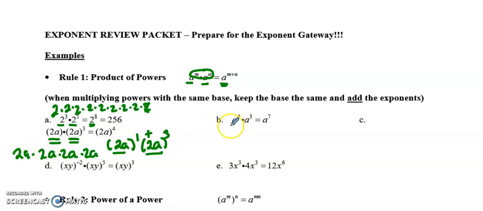All right, so right here we have the same base of a, so all we're going to do is add our exponents. 4 plus 3 gives me a to the seventh.